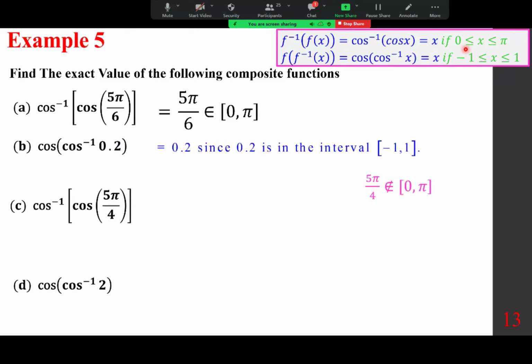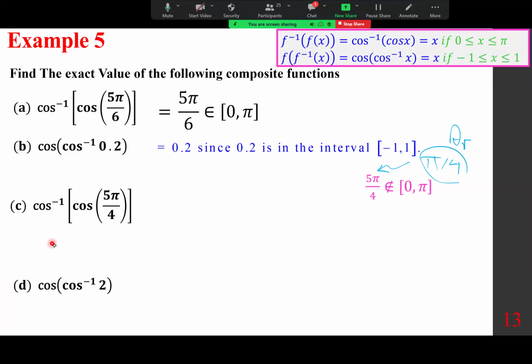And is 5 pi over 4 between 0 and pi? So what's happening here, this one is larger than pi. It's in the third quadrant. It's not in the given interval of 0 to pi. So the very first thing you should notice is that the reference arc, of course, is pi over 4. Okay, that's a theta sub r reference arc.